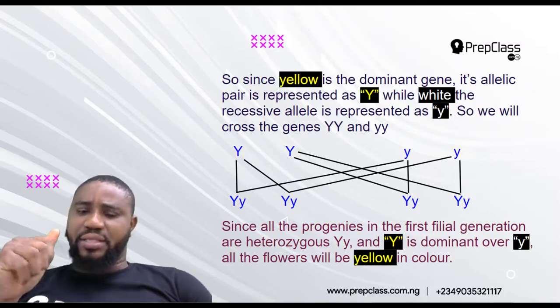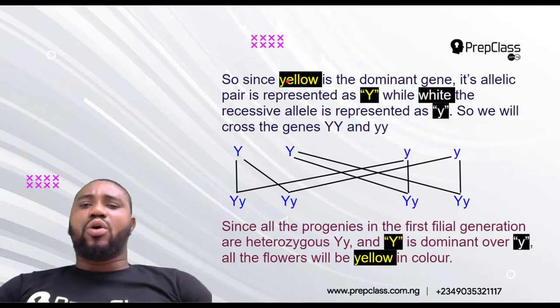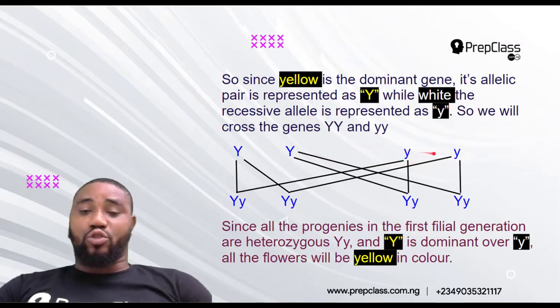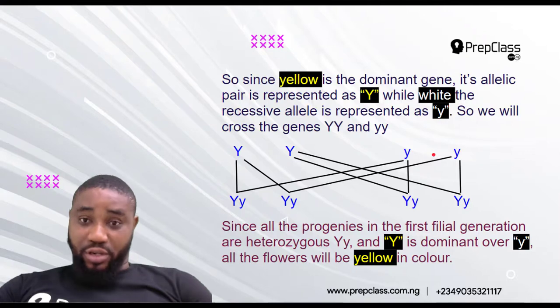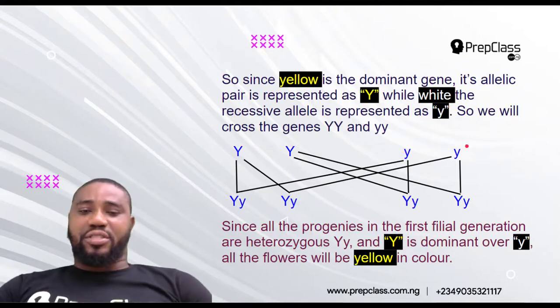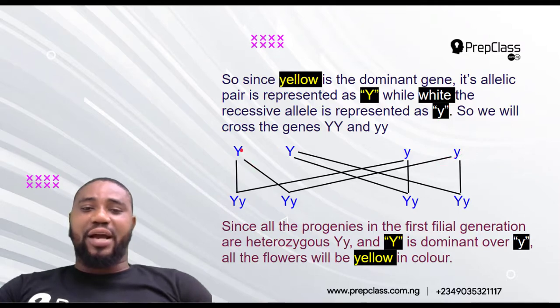Do you understand that? So now, since this yellow and white are pure breeds, their allelic form will be yellow, yellow, and white, white. That means this yellow flower has no gene for white, and this white flower has no gene for yellowness. Do you understand? So when you now cross them, yellow, yellow, white, white, so crossing their alleles. So this first one will cross with this second one.